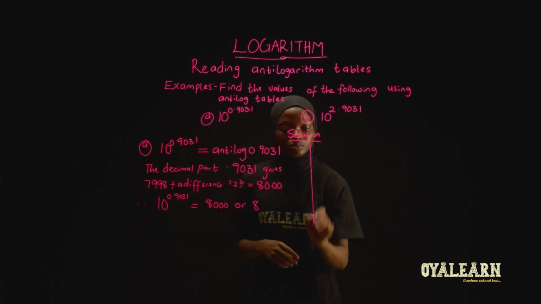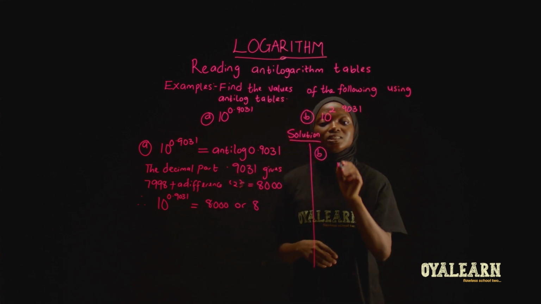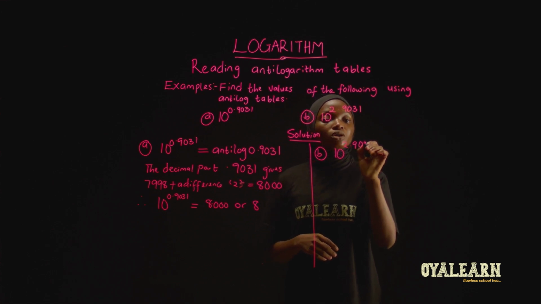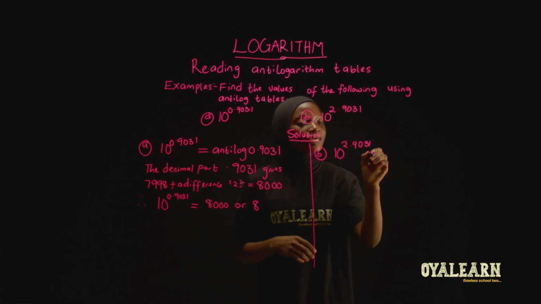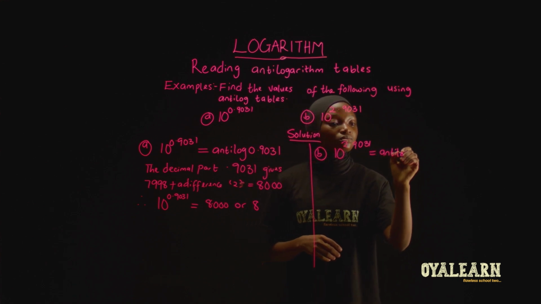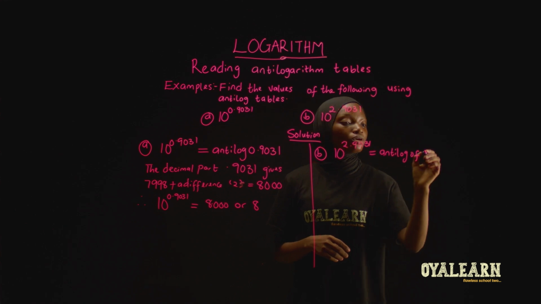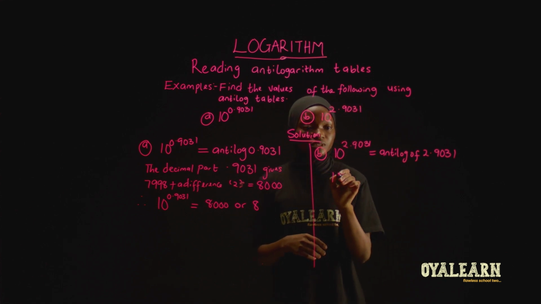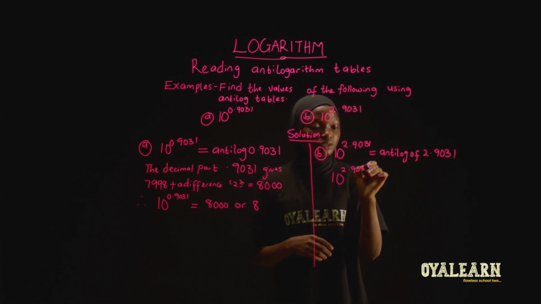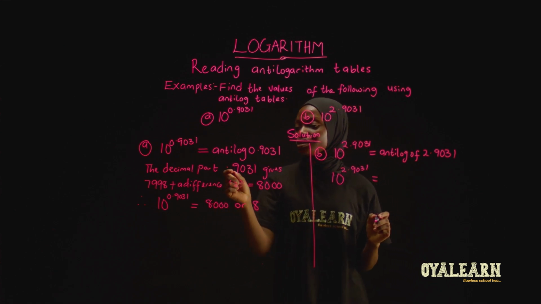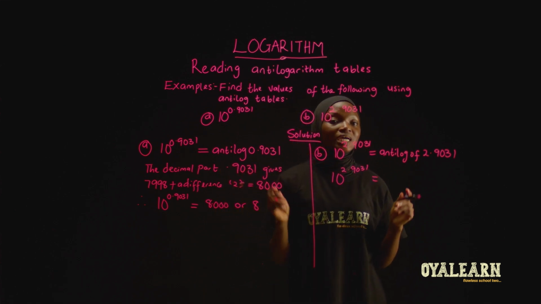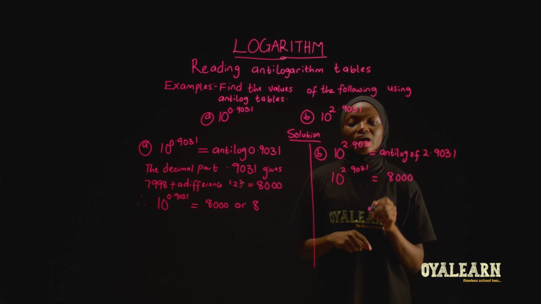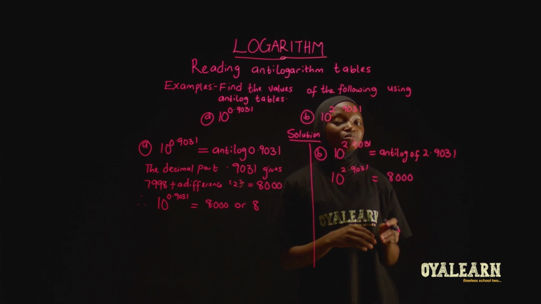The second example, B, we are to find 10 raised to the power of 2.9031. And here, it is the same as finding the antilog of 2.9031, which gives, since from the first example, we already know that the decimal part, 9031, under your antilog table is going to give us 8000. And here, the integer here, 2, is going to tell us where the decimal place is going to be.